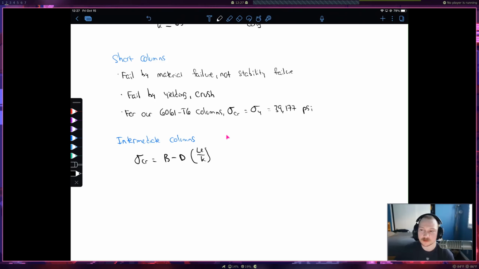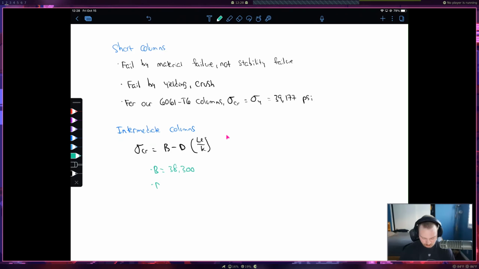Right, so the equation for this is B minus D. Those are the constants given to us from the manufacturer, and then we multiply that by the slenderness ratio. For us, B is going to be equal to 38,300, and D is going to be equal to 202. Of course, because we're looking at critical stress, the units in the end are going to be in psi.